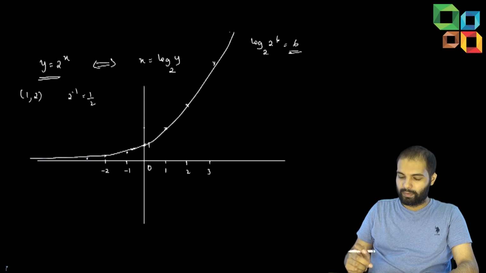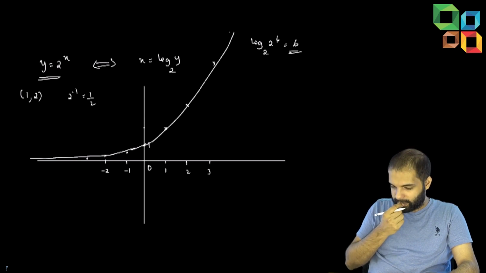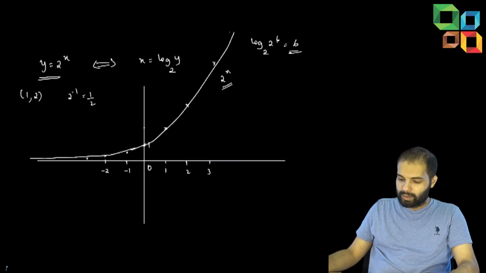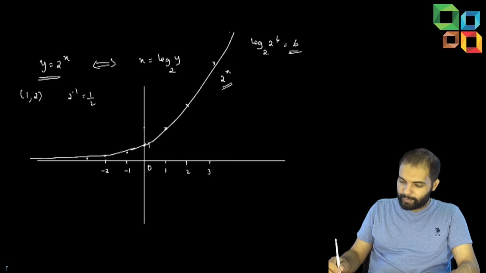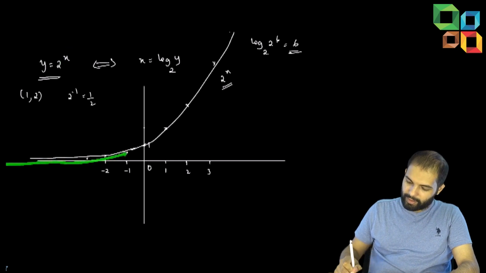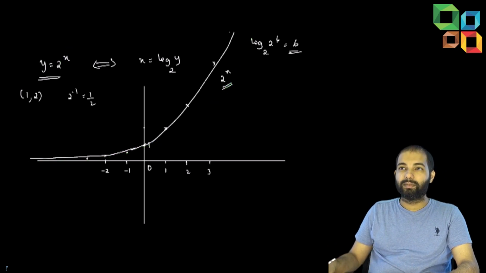Fine. Why did we draw the graph of 2 power x? Let me just write it down, 2 power x here. Now, we have taken different values of x, all the values, let's say, from -infinity to infinity, correct?